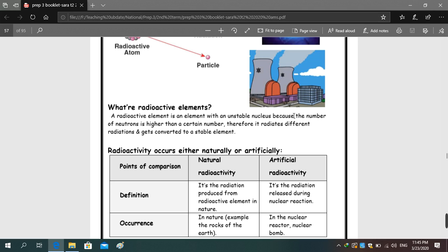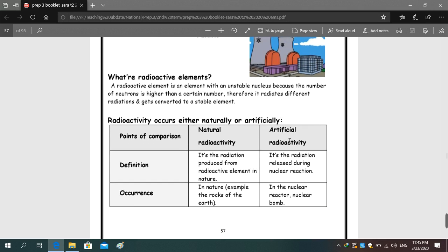We have two types of radioactivity, natural radioactivity and artificial radioactivity. Natural radioactivity occurs without the intervention of a human being; it's the radiation produced from radioactive elements in nature, for example in rocks of the earth. But artificial radioactivity is the radiation released during a nuclear reaction in a nuclear reactor or nuclear bomb that is made by humans. So artificial radioactivity is made by humans.